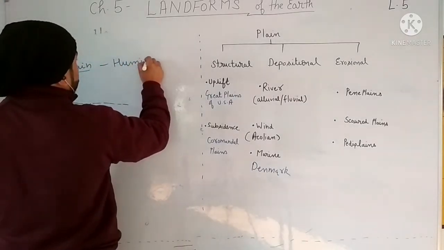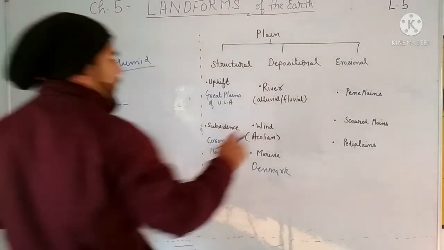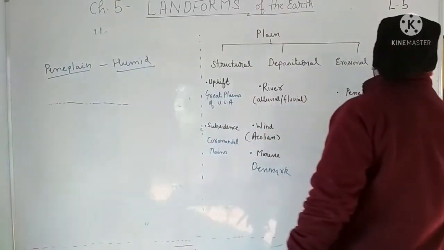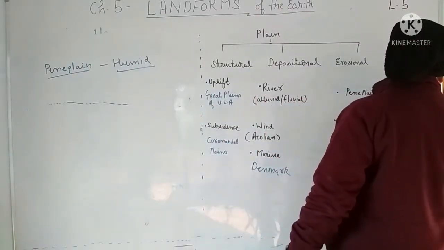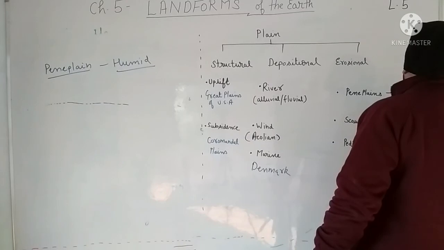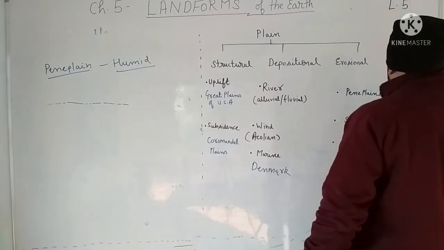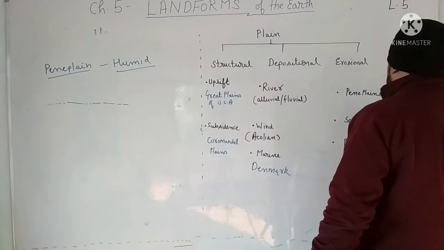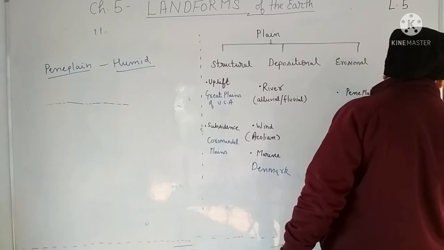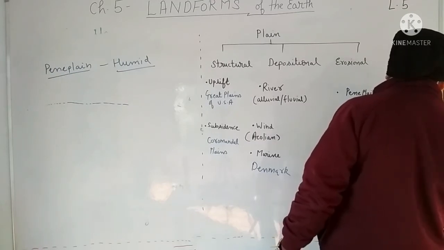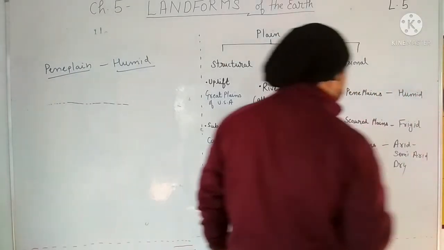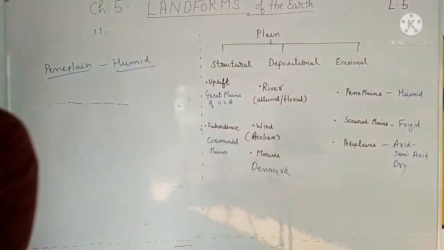areas. There is a difference. These peneplains, scoured plains and paddy plains are the same. They are erosional plains, but peneplains are found in humid regions, and these are found in frigid regions. The plains of frigid regions are called scoured plains, and these are the paddy plains, which are found in very arid or semi-arid regions. Arid means dry. Humid region, frigid region, arid region, and semi-arid region.